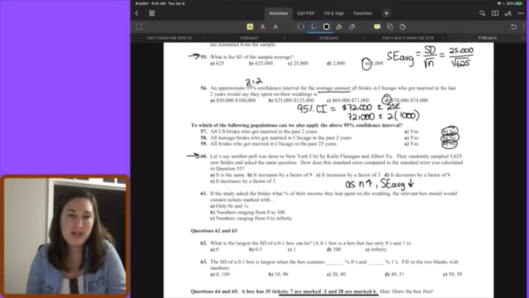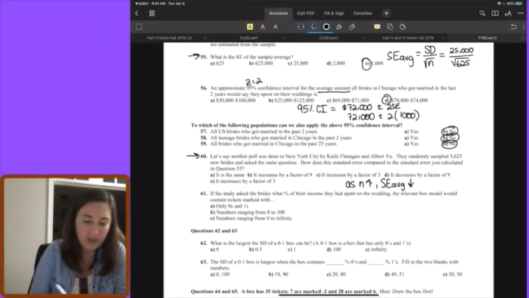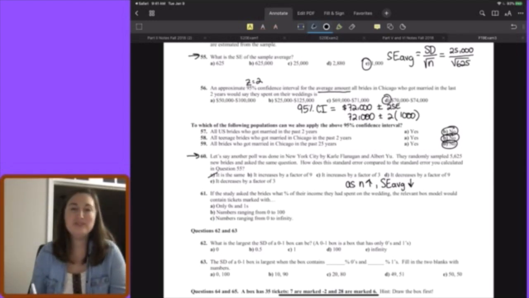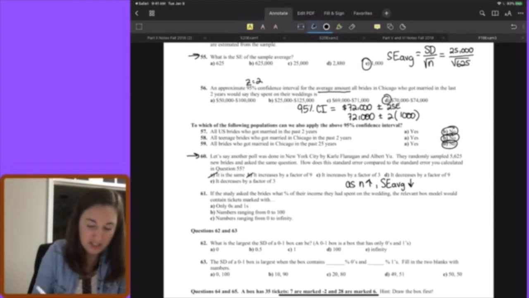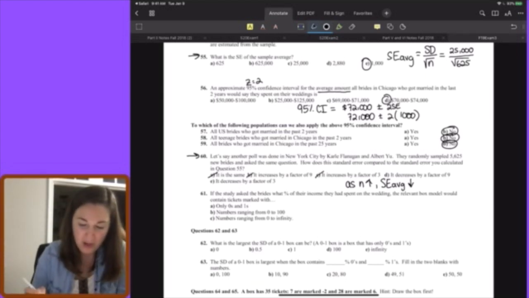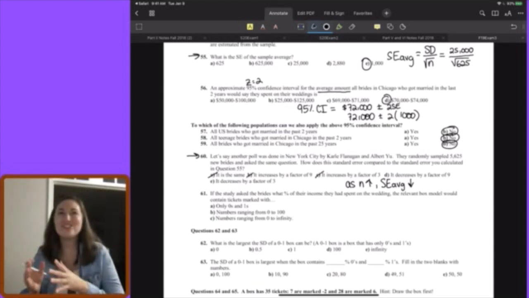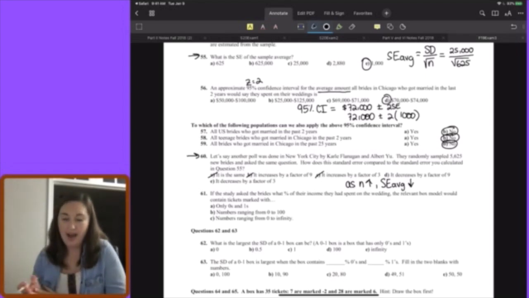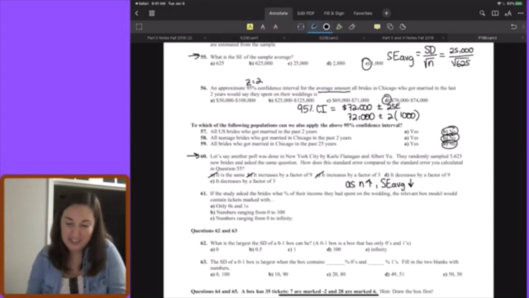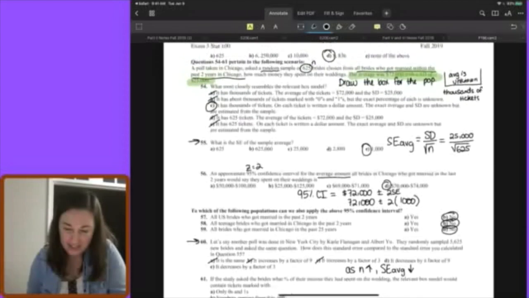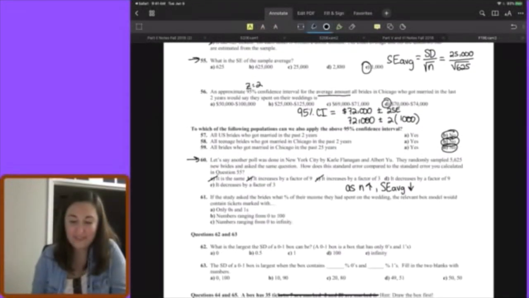So for this one, I'm definitely going to say my answer is that it's not going to be the same, because we sampled more people. It's not going to increase, because if we sample more people, our error should get smaller. And then let's see, what is the difference? So we need to decide if it decreases by a factor of 9 or 3.